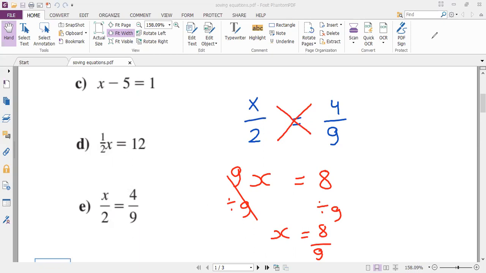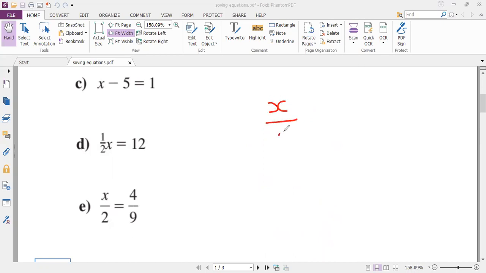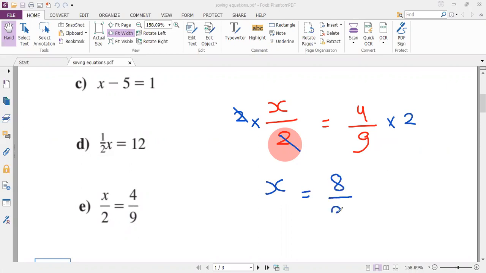Okay, and we can just get rid of the 2 written down in the denominator, this 2. So to get rid of this 2, just multiply both sides by 2, the left hand side by 2 and the right hand side by 2. Okay, so cancel them out, 2 and 2 up and down. You are left with x equals 4 over 9 times 2, which is 8 over 9. That's it.